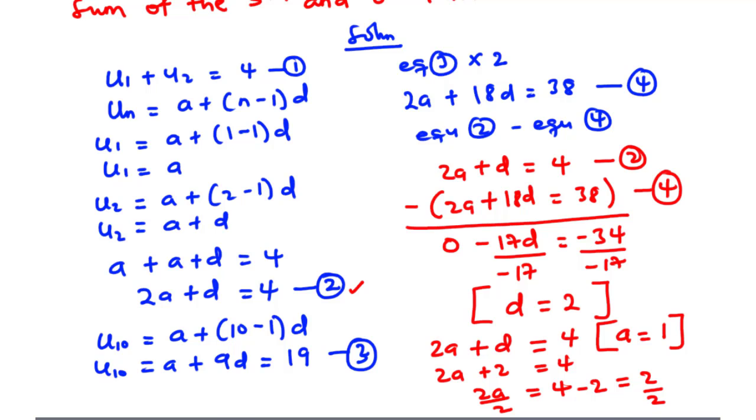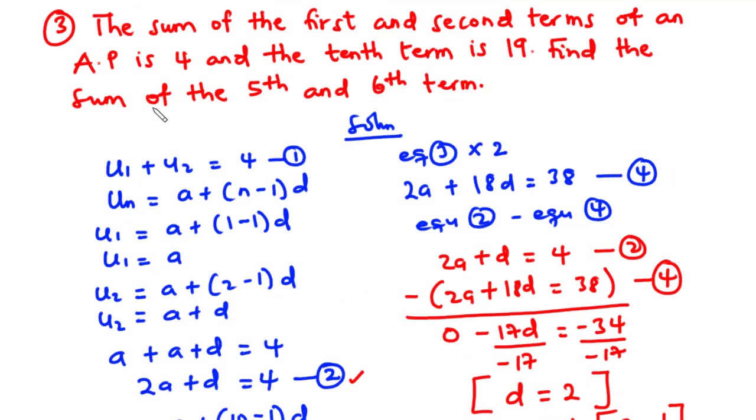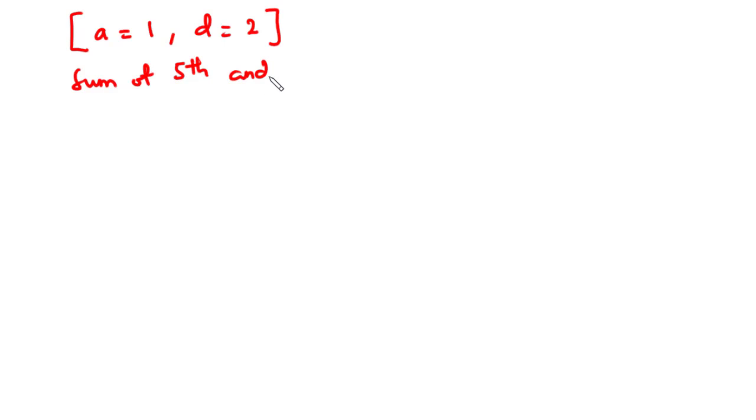Now from the question, we are interested in finding the sum of the fifth term and the sixth term. So let's find U5, that is the fifth term, and then U6, the sixth term, and then we can add them to find the sum. So that's what we are going to do. So we had the value of a, the first term, to be 1, and the common difference d to be 2. Now we want to find the sum of the fifth and sixth term.